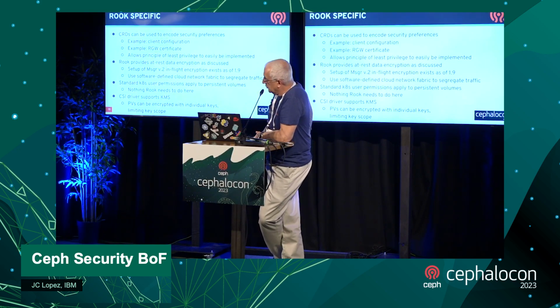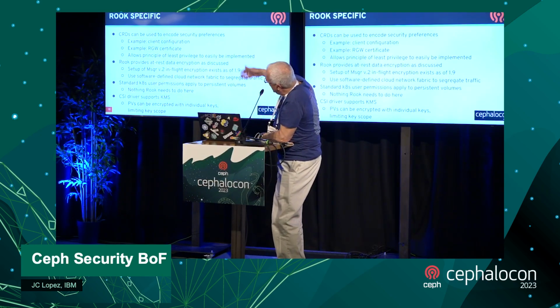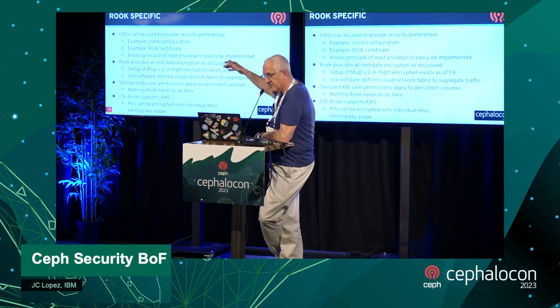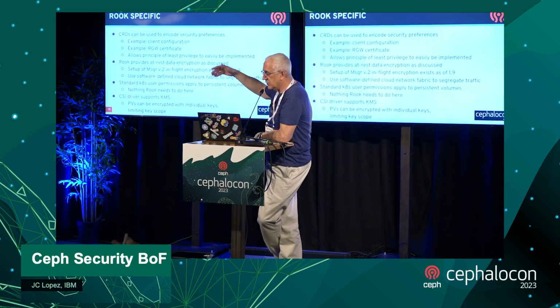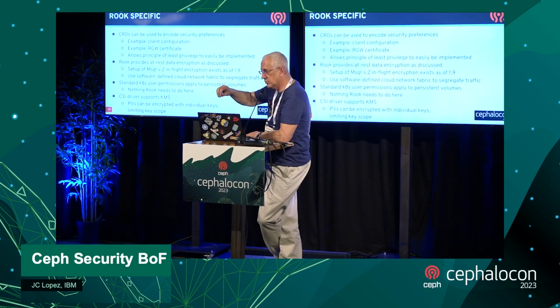So stuff that is Rook specific. The CRDs can be used to control what you're going to do and how you're going to deploy your cluster. For example, client configuration, the certificates that you're going to use for the Rados gateway. But technically speaking, Rook itself is not really privileged, right? It's just what you're going to put in the CR that is going to dictate what Rook is actually going to deploy in your Kubernetes or OpenShift environment.